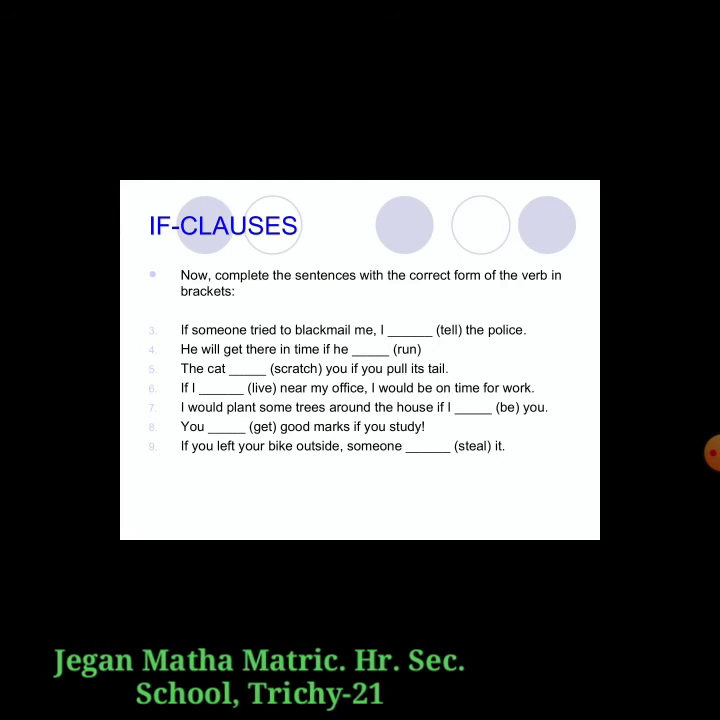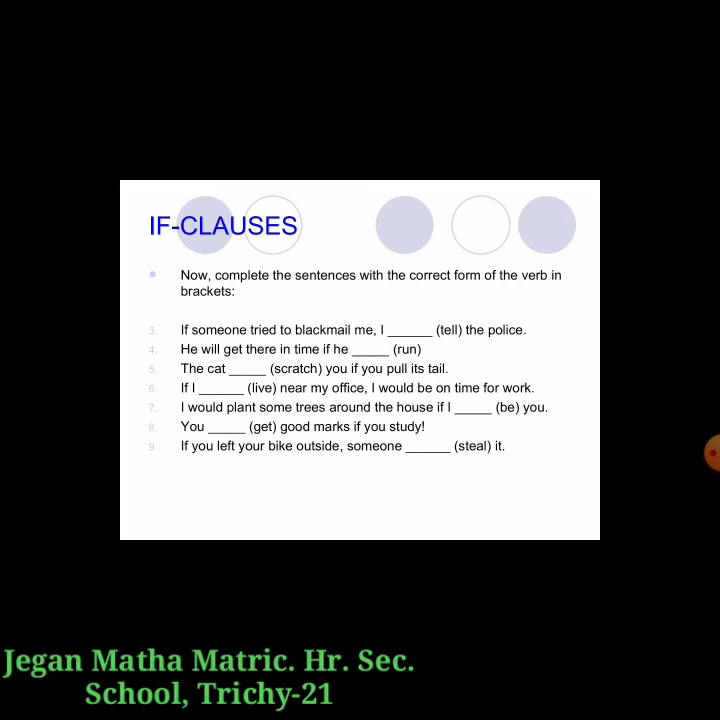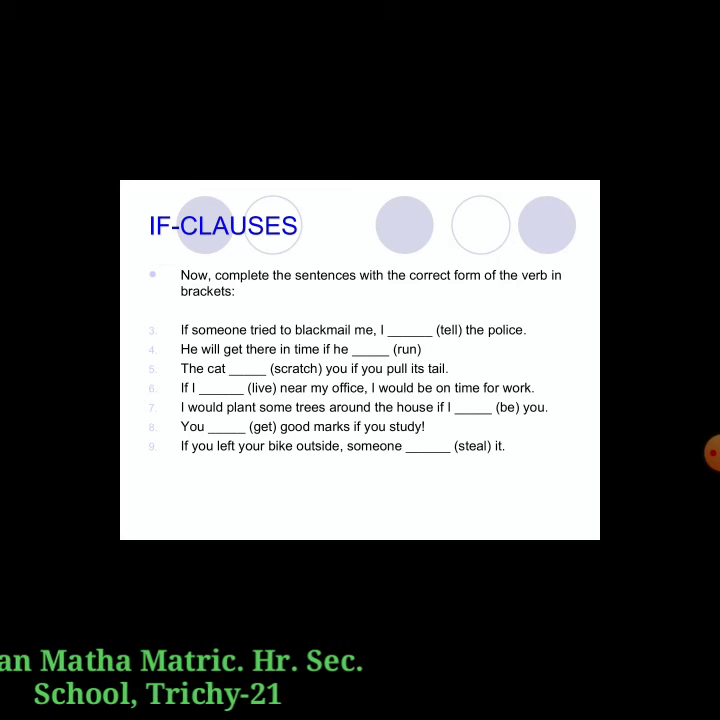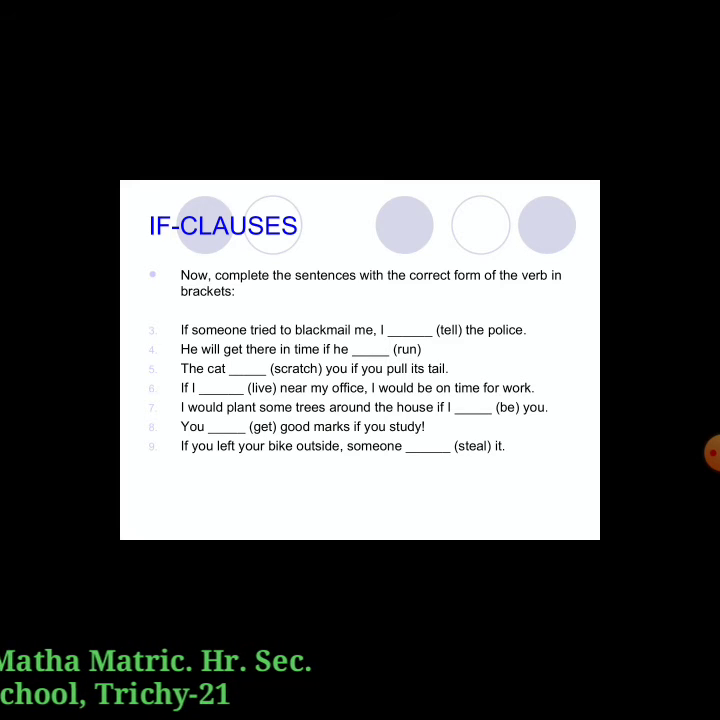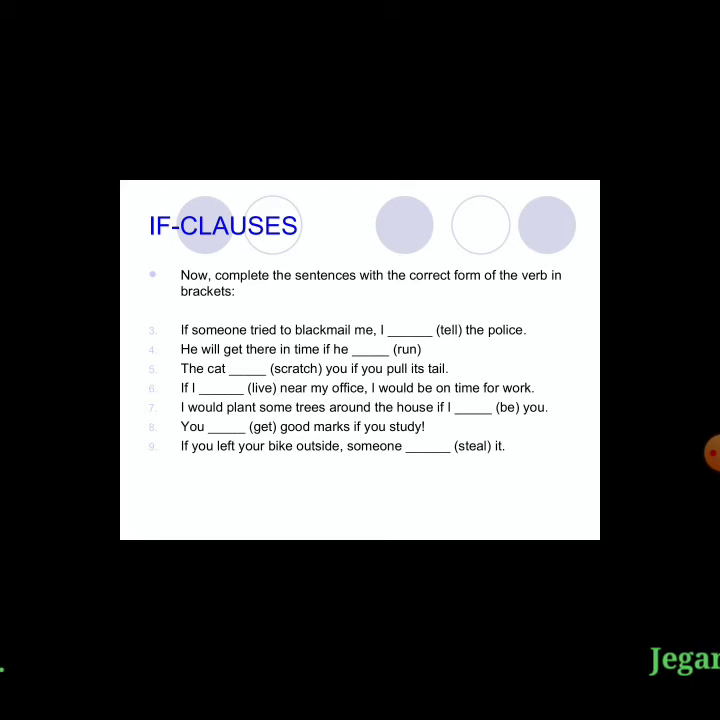Okay, next one: I would plant some trees around the house if I (be) you. Here the verb be is given in brackets, so we use the be form. I would plant some trees, would, so this is the second type, improbable condition, that is the main clause. In the if clause we should use were, not was: I would plant some trees around the house if I were you. This is an imaginary situation, so we can use if I were you.